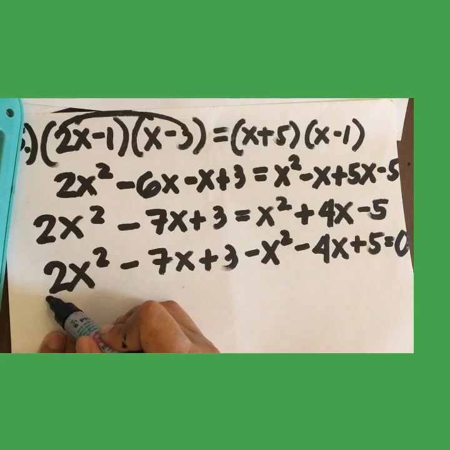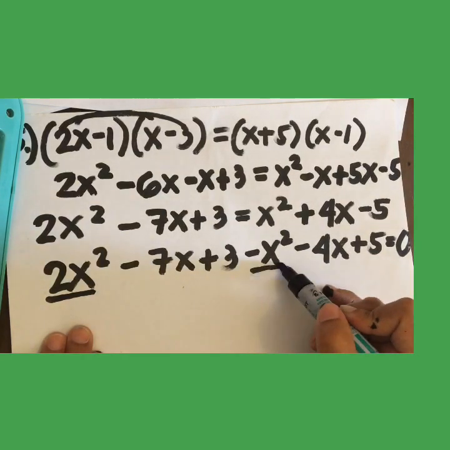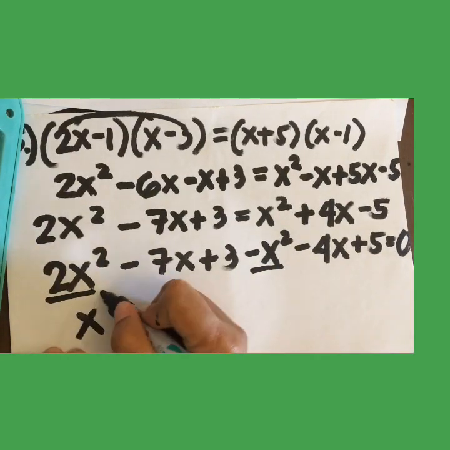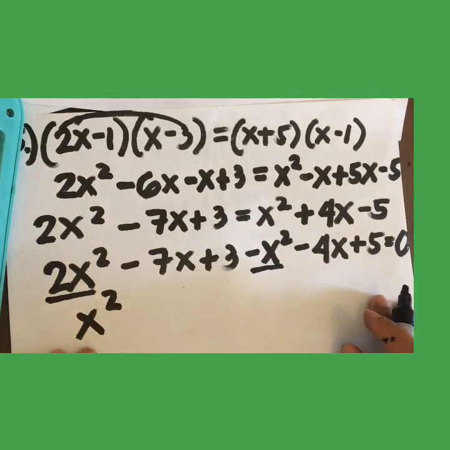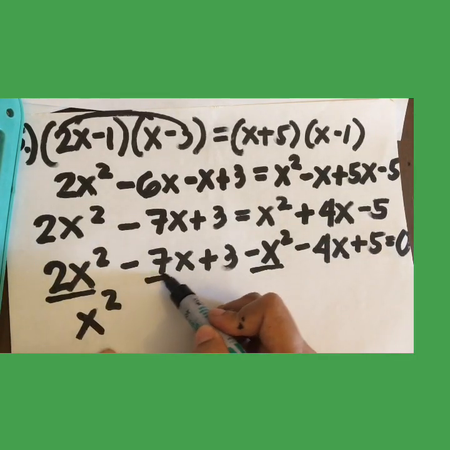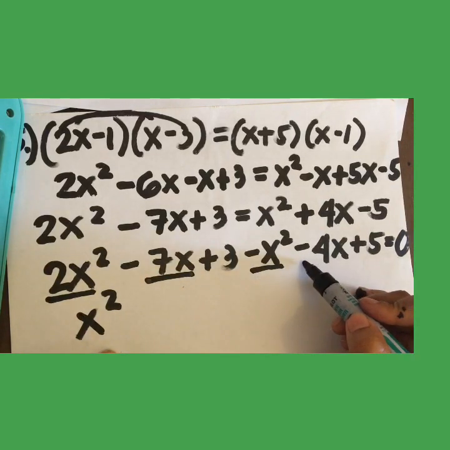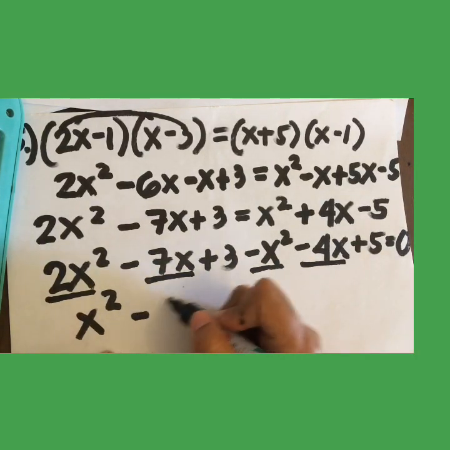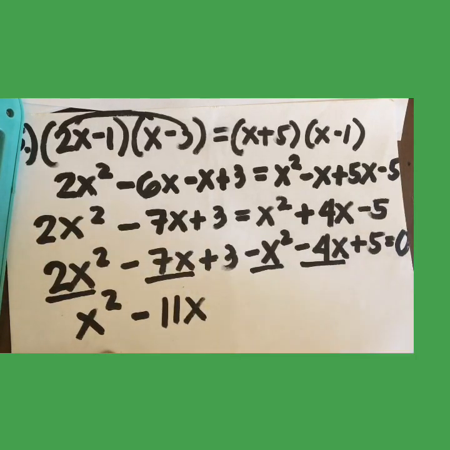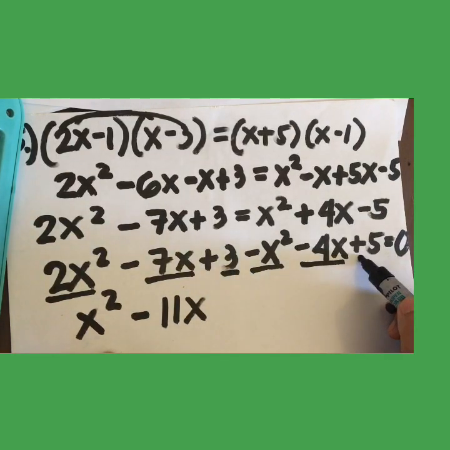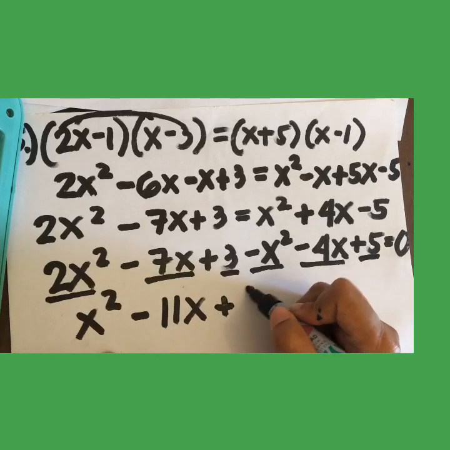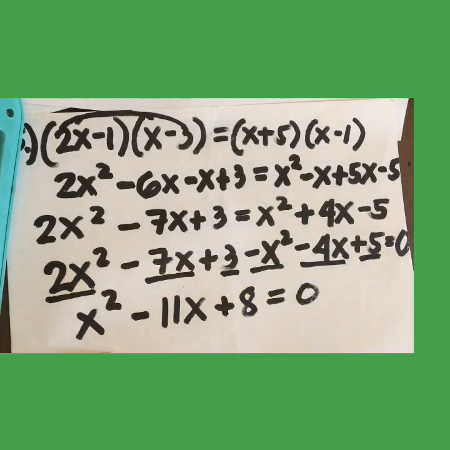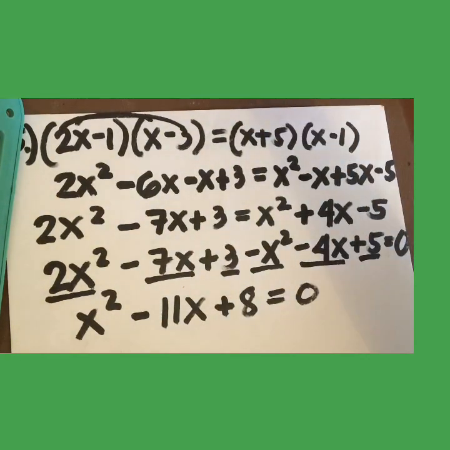So, let's combine like terms, 2x squared and negative x squared, that is x squared. Okay, then negative 7x plus negative 4x, that is negative 11x. After that, we have 3 plus 5 is 8 equals 0. Now, the question is this a quadratic equation? Yes, this is a quadratic equation written in standard form.